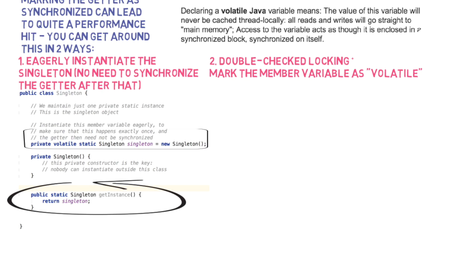Now, we've described double check locking, but it's also important that we mark the member variable which holds the singleton as volatile. Why is this needed? Now, Java has a very cool compiler which helps us in all kinds of ways, but sometimes it also gets in our way. And here is what can happen.